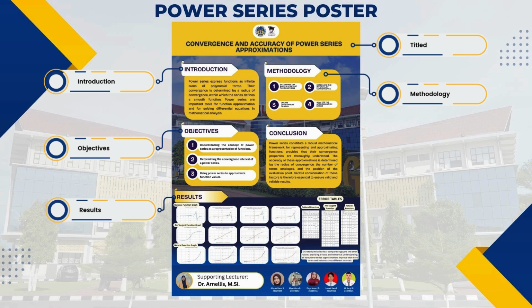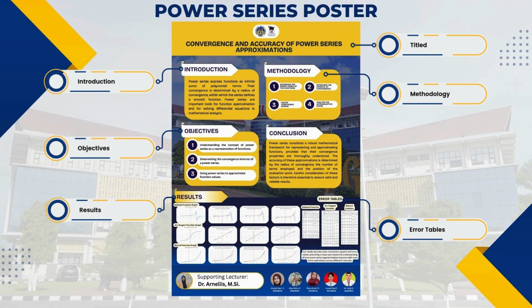And then the results section. The results section contains visual graphs of rational, arctangent, and natural functions along with their power series approximations. The graphs help illustrate how the accuracy improves as more terms are included. Additionally, the poster provides error tables, which numerically show the difference between the actual function values and their power series approximations across different intervals.